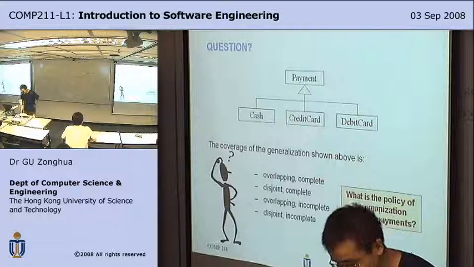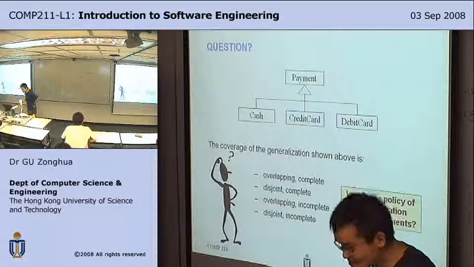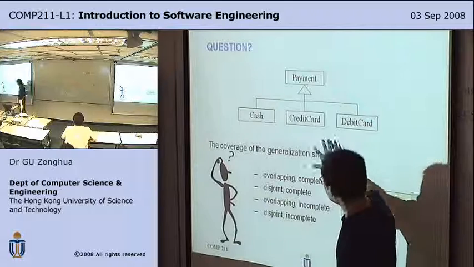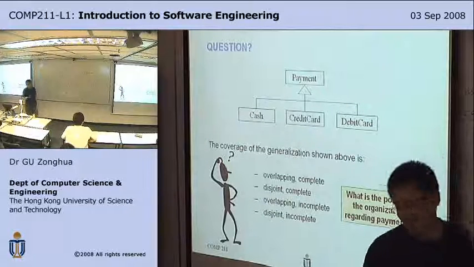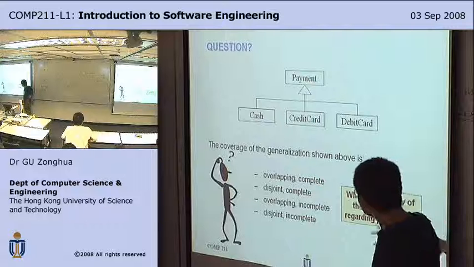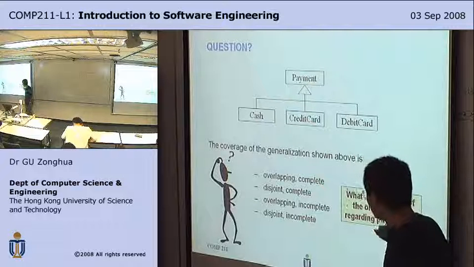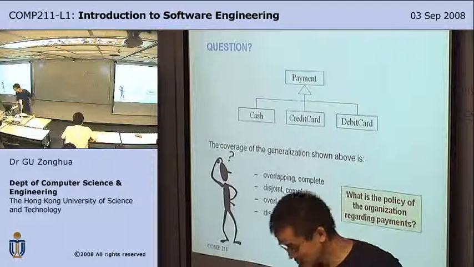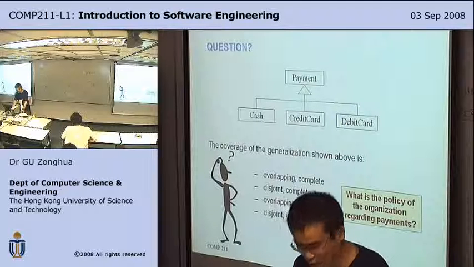And also, is it disjoint? Well, it may be disjoint. But if a particular company allows you to pay part cash and part credit card, then it is overlapping. So the answer is, it depends on the organizational policy.